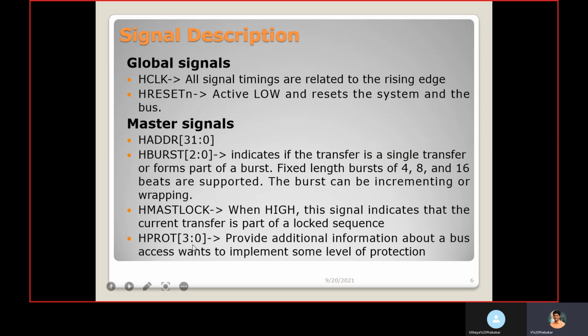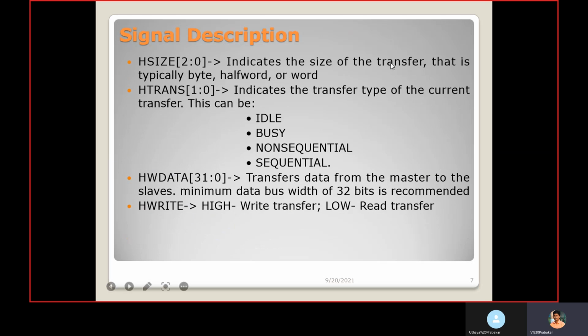HPROT is a 4-bit signal. It provides additional information about the bus access, for when we want to implement some level of protection. This signal also we will see in detail in the later slides. HSIZE is 3 bits and indicates the size of the transfer, that is typically byte, half word, or word. A byte is 8 bits, a half word is 16 bits, and a word is 32 bits. HSIZE indicates in each transfer how many bits we are transferring.